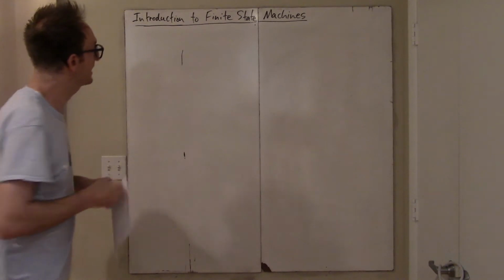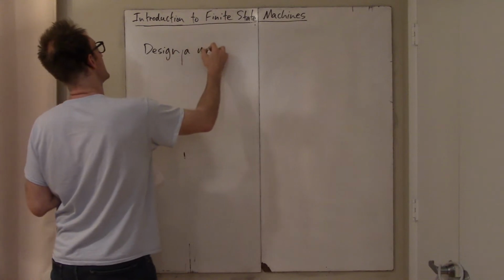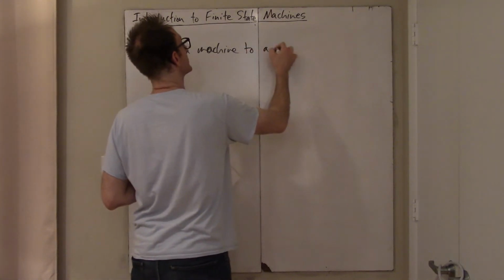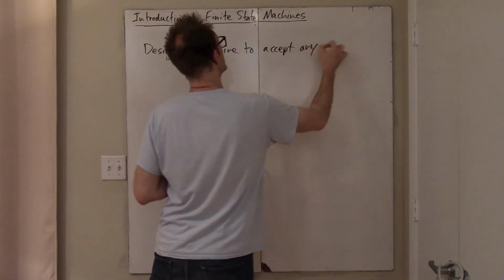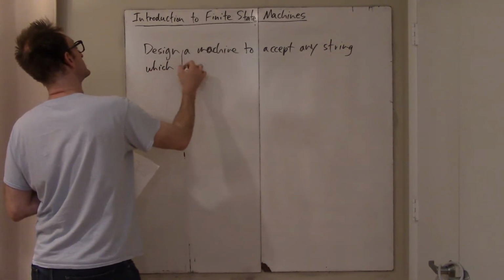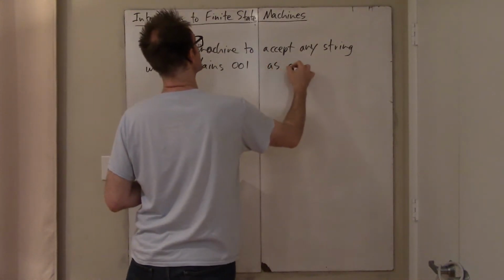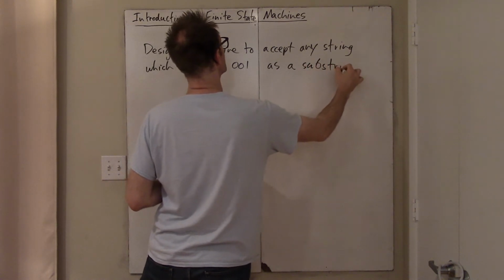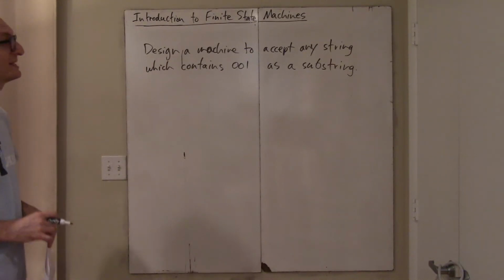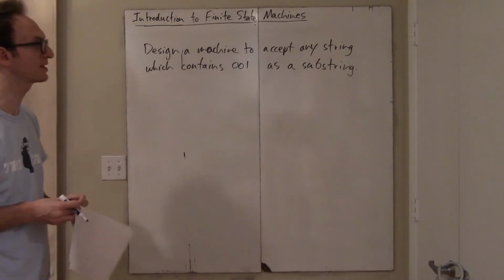The last thing we should do, which I think is the real skill, which you're going to do a lot of for homework, is design machines to do certain things. So design a machine to accept any string which contains 0, 0, 1 as a substring. I think everyone knows what a substring is, so great. Basically, if the string 0, 0, 1 appears anywhere in that string, then we should accept that string.